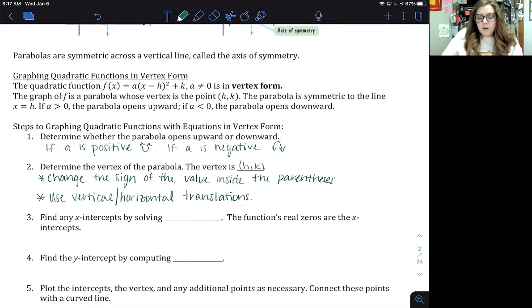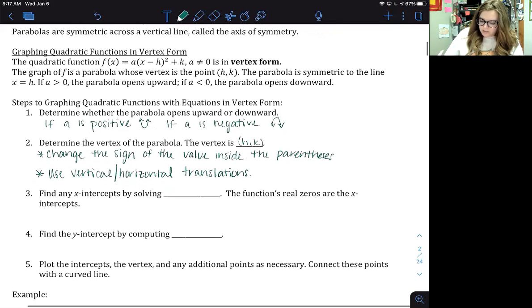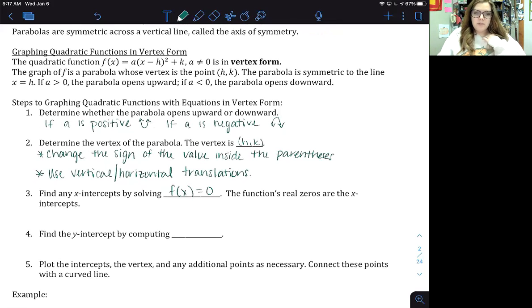Okay, so then we want to find our x-intercepts. So when we find our x-intercepts, we're going to be solving f of x equals 0. Because remember, when we look at our x-intercepts, that's when y is 0. The function's real zeros are the x-intercepts. So remember, zeros, intercepts, and roots are all the same thing.